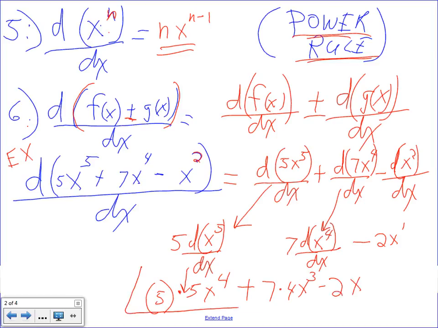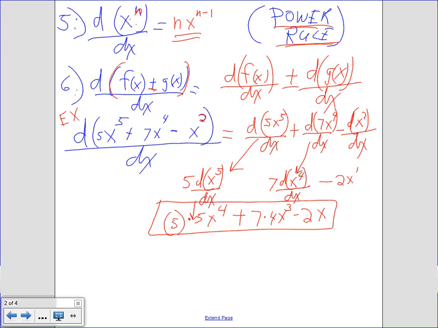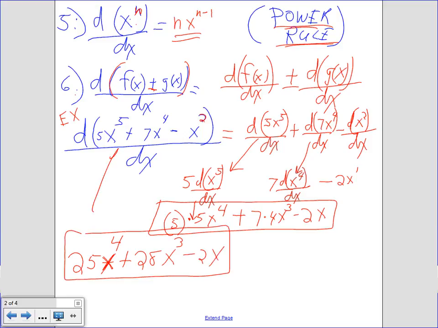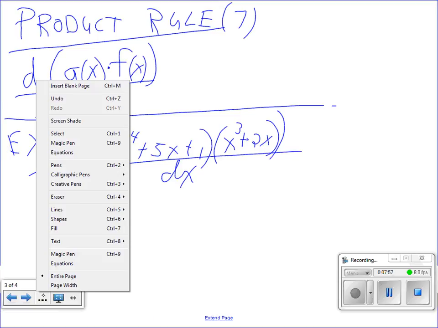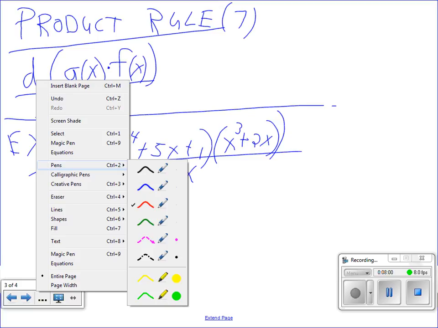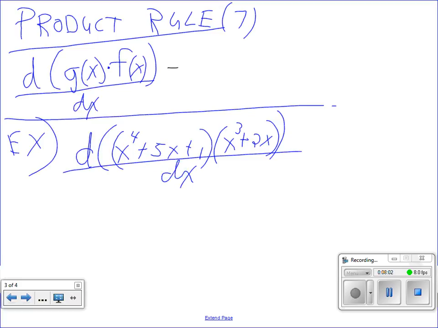Okay, so that would be my derivative. If I wanted to simplify that a bit, well, that's going to be 25x to the 4th plus 28x to the 3rd minus 2x. And that would be the derivative of that function. Now, the product rule. Again, we're at the algebra that we have to get good at, and trust me, we will practice this. You'll get lots of practice.